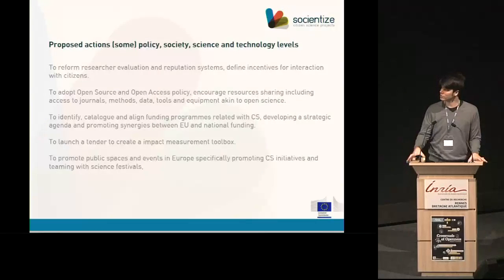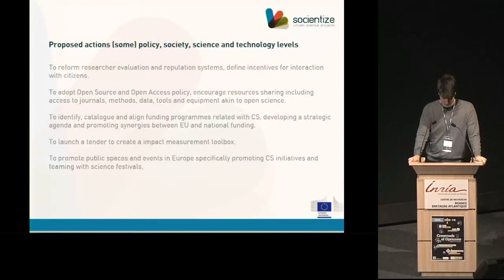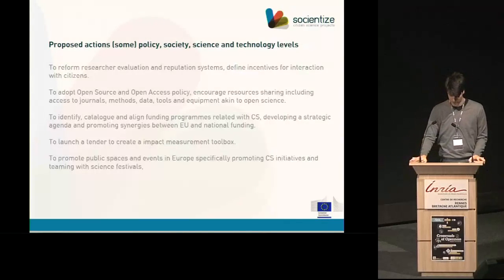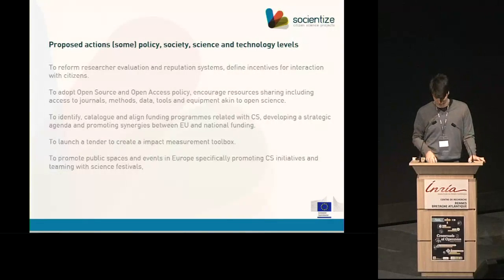Some of the proposed actions that we uploaded to the platform, presented in the white paper, and then uploaded to the discussion forum were about, for instance, reforming the researcher evaluation and reputation systems. We suggested the European Commission adopt open source and open access policy, with all the differences in different countries, to identify, catalog, and align funding programs related to citizen science, and to launch... These are just examples of the general recommendations that we suggested one year ago.